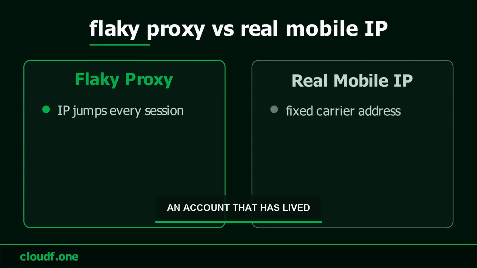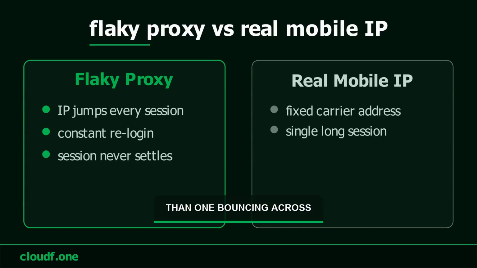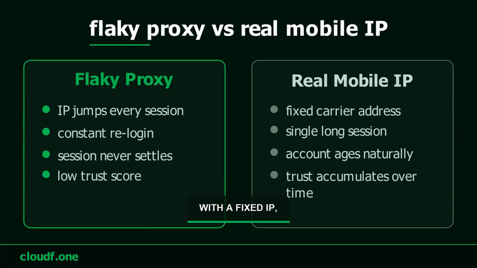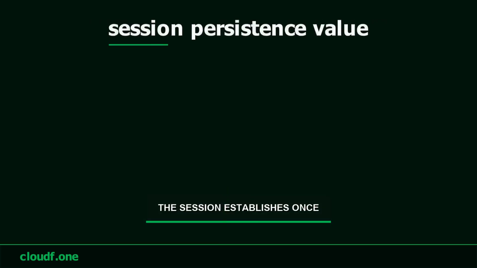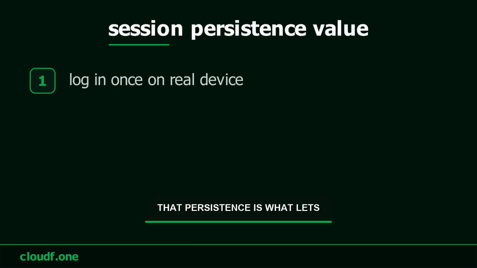An account that has lived on the same Singapore mobile IP and the same handset for 2 months sits in a completely different risk bracket than one bouncing across a fresh proxy IP every session. Every time your IP jumps, Telegram sees what looks like a new device situation and the session has to rebuild. On a real phone with a fixed IP, the session establishes once and just persists. That persistence is what lets the account age into something trusted.